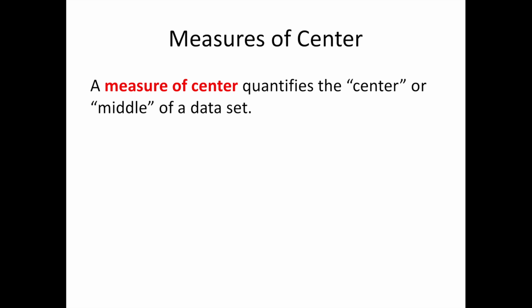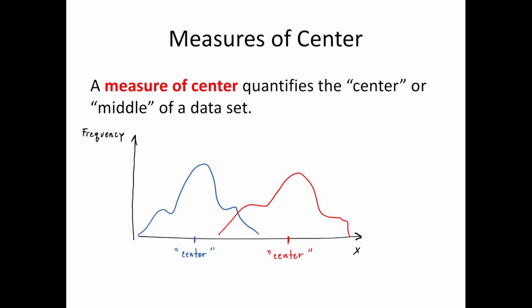So first, a measure of center quantifies the center or middle of a data set. Consider the following sample distributions. The blue distribution appears left of the red distribution, in the sense that the center or middle of the blue distribution lies to the left of the middle or center of the red distribution, at least when we're talking about the horizontal axis. So a measure of center will quantify where along that horizontal axis the middle of a data set falls.